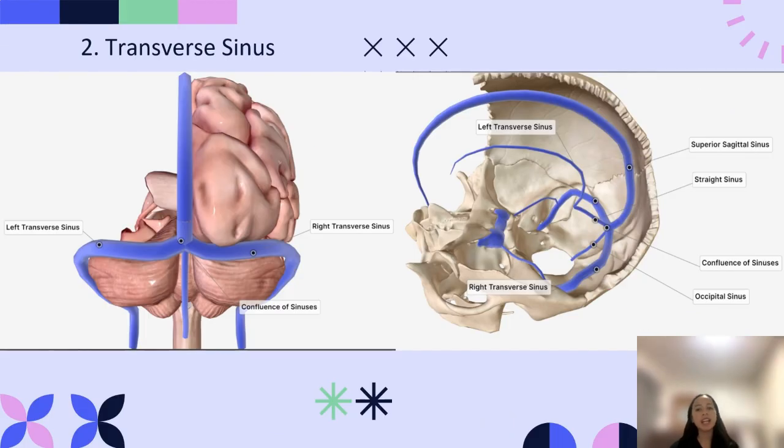Transverse sinuses are paired structures that begin at the internal occipital protuberance. So this right sinus is continuous with the superior sagittal sinus, and the left sinus is continuous with the straight sinus.